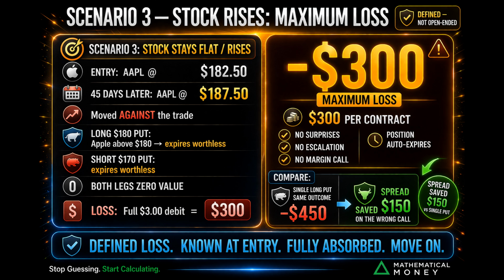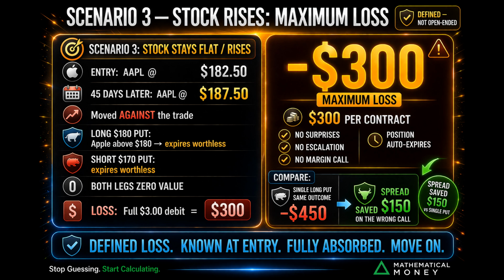So it expires with no intrinsic value. Your short 170 put, also worthless. Loss, $3, $300, the full debit paid. The position closes automatically at expiry with no action required. No margin call, no escalating loss, no open risk beyond what was known at entry.